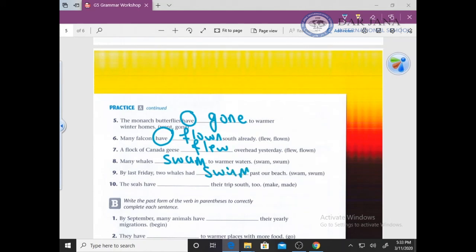And the last one, the seals have make or made? We have the helping verb have, so we have to say made their trip south too.